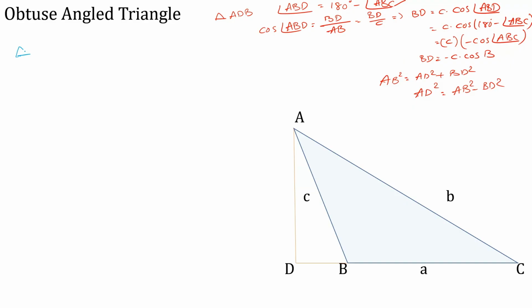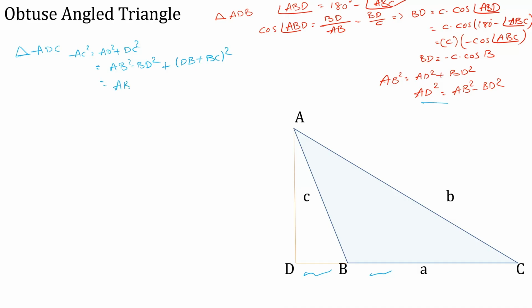Consider the second triangle we have, that is angle ADC. In this triangle ADC, we can write AC square is equal to AD square plus DC square, means again applying the Pythagoras theorem. But from here we can write the AD value to be AB square minus BD square. And from the triangle we can see that DC is nothing but DB plus BC. We'll substitute that here. That is DB plus BC whole square.